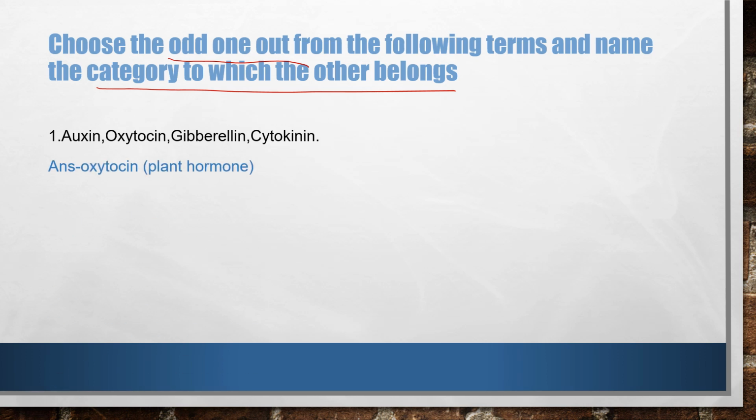Now here oxytocin is the odd one out because it is an animal hormone. All the other 3 are plant hormones, whereas oxytocin is the animal hormone. Now what is next there? Thyroid gland, lacrimal gland, pituitary gland and adrenal gland. So which one is the odd one out here? Let us see which one is the odd one out.